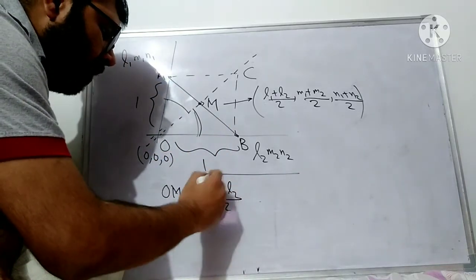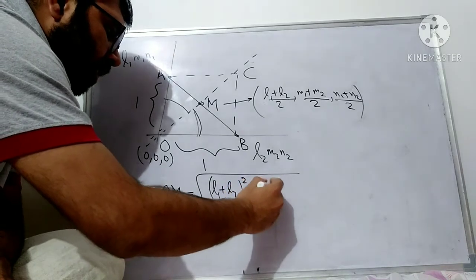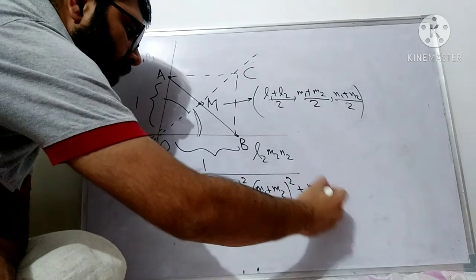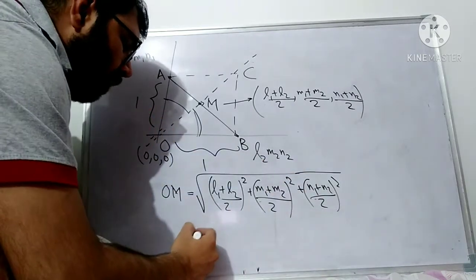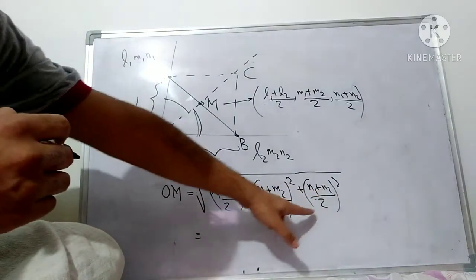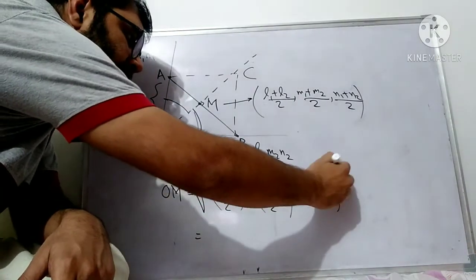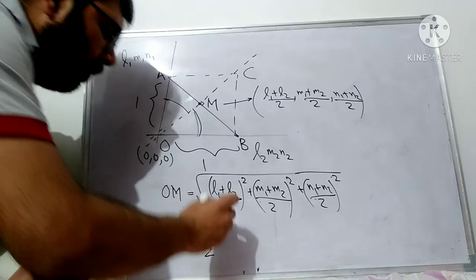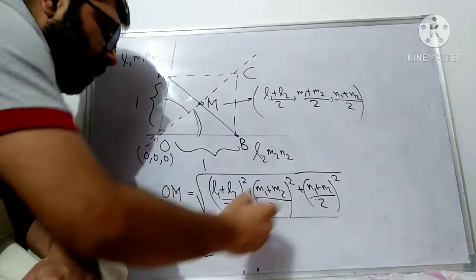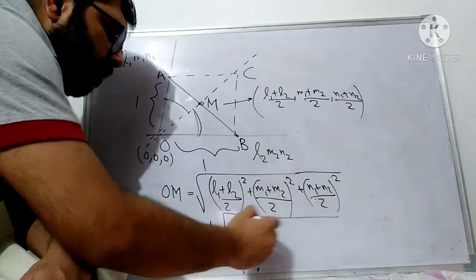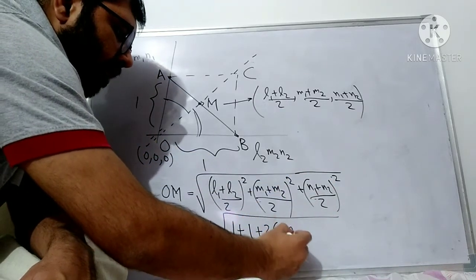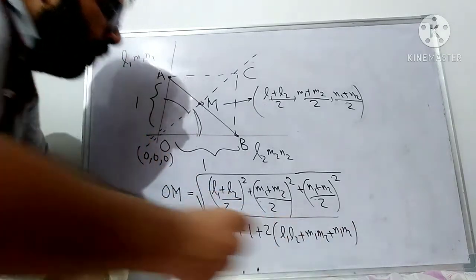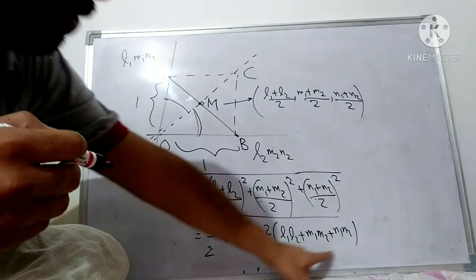So the square root of ((L1 + L2)/2)² + ((M1 + M2)/2)² + ((N1 + N2)/2)². If we take the LCM, we get the LCM as 4. The square root of 4 is 2, so 1/2 we can take out. L1² + M1² + N1² will become 1. L2² + M2² + N2² will become 1. And then 2 times (L1L2 + M1M2 + N1N2). Right, L1L2 + M1M2 + N1N2 is cos theta.